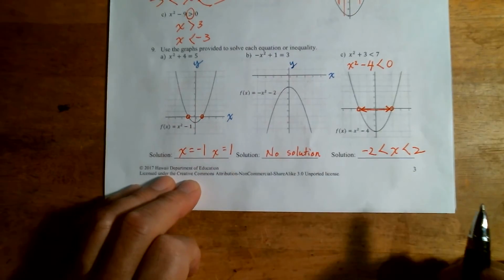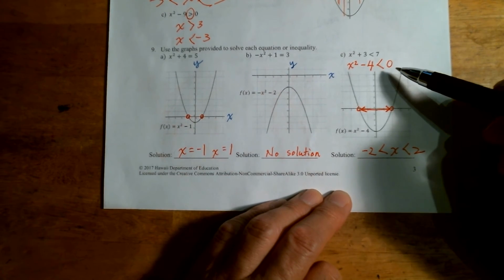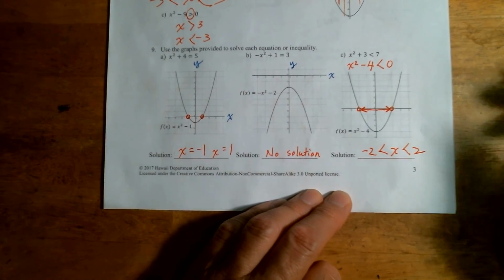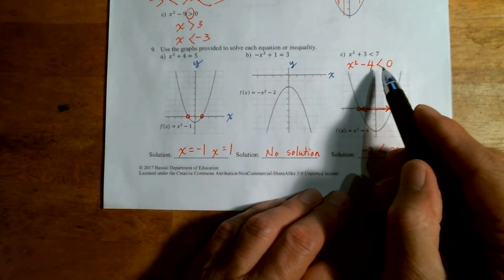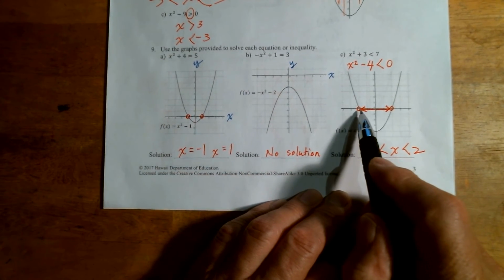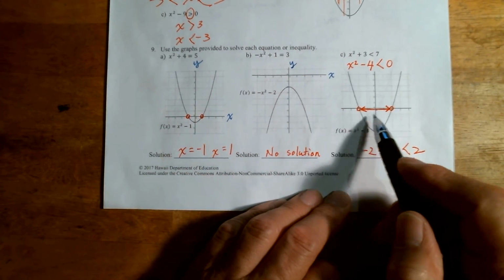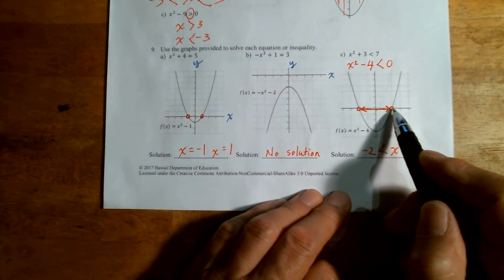There's no solution. And for the last one here, x squared plus 3 is less than 7. We can also write this as x squared minus 4 is less than 0. Subtract 7 from both sides of that inequality sign. Then we get x squared minus 4 is less than 0. The reason why we're looking at zeros is because we can see that there are 2 points here where the parabola crosses the x-axis, which is 2 and negative 2.